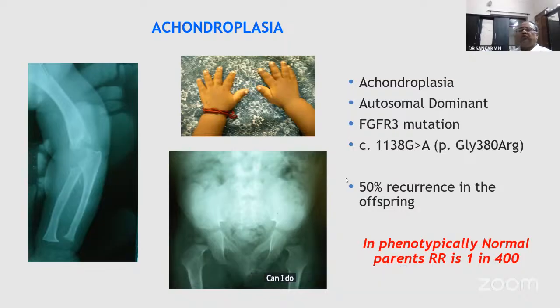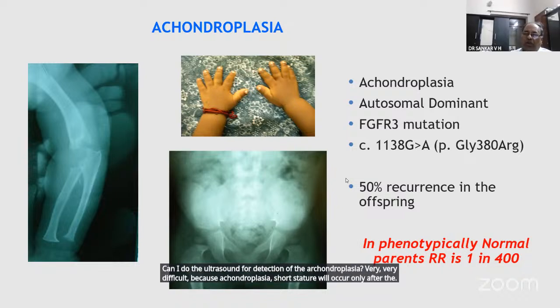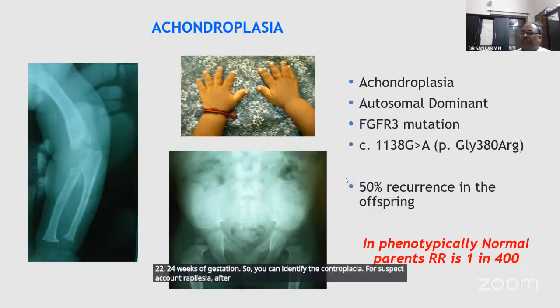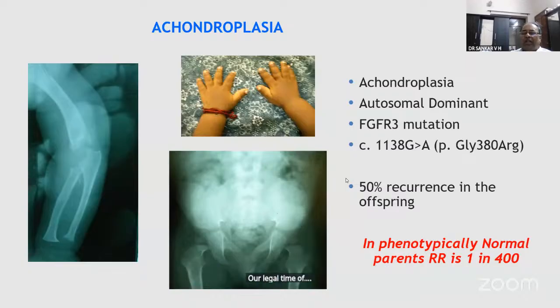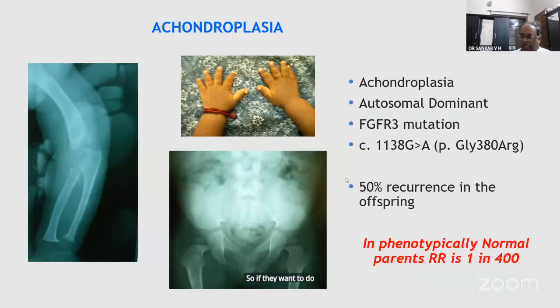Can I do the ultrasound for detection of achondroplasia? Very, very difficult, because achondroplasia short stature will occur only after 22-24 weeks of gestation. So you can identify or suspect achondroplasia only after the time of termination of pregnancy. 24 weeks is our legal time of termination of pregnancy. So with ultrasound, you cannot detect and take a decision on pregnancy. If they want to do that, you have to do prenatal diagnosis.